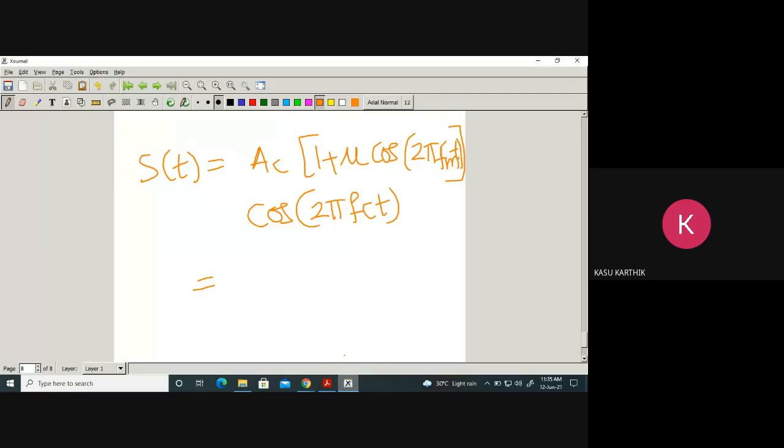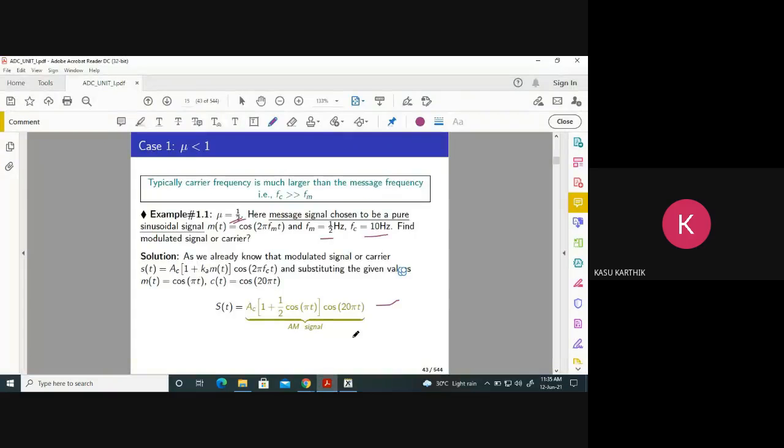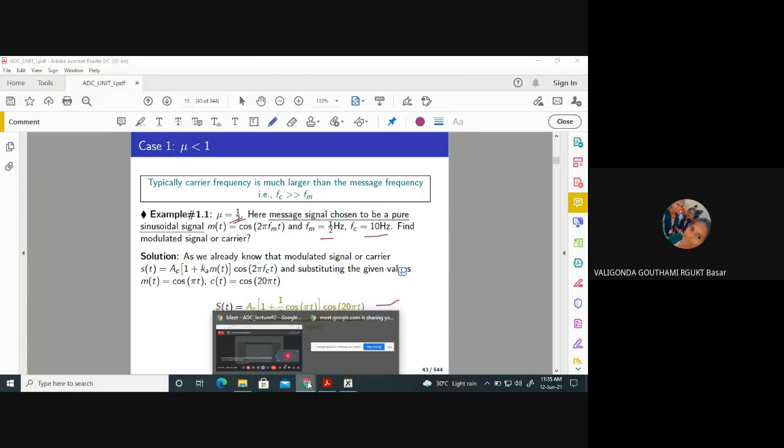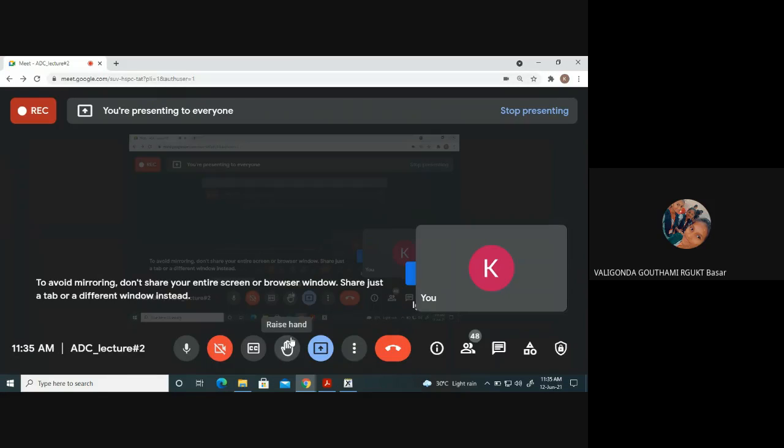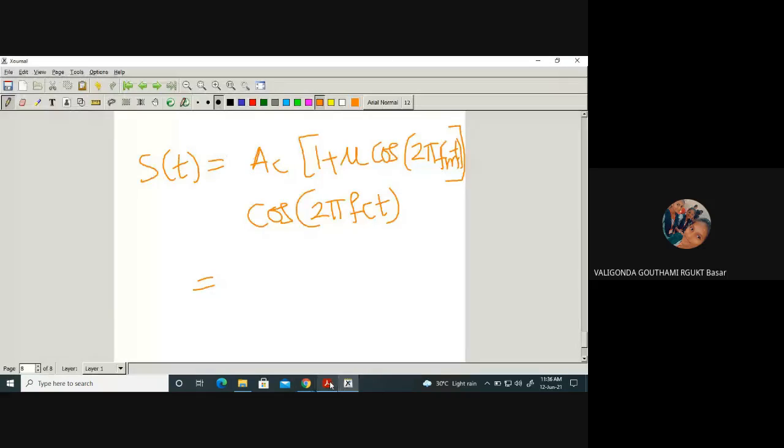Now let us proceed. So far so good. Any doubts? Sir, is there any reason for considering the mu value between 0 and 1? Yes, there is a reason. We'll discuss it later; I'm coming to that.